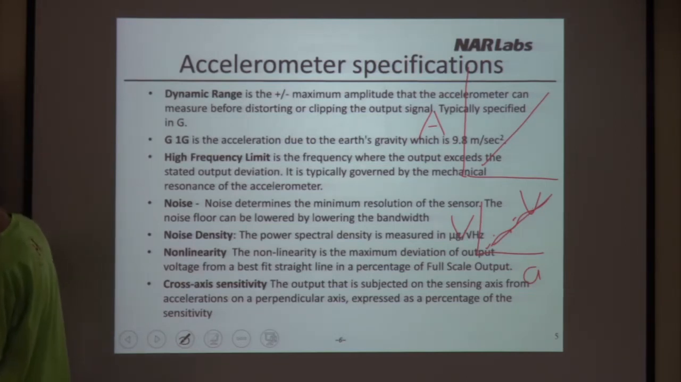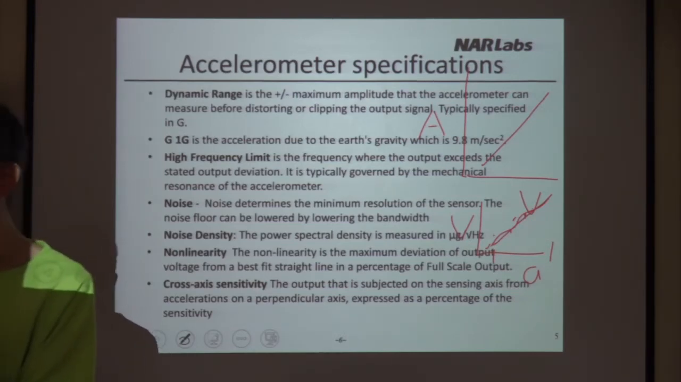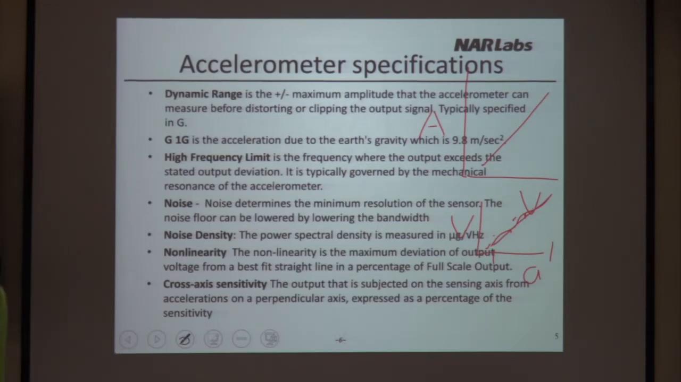So the nonlinearity is this deviation divided by the measurement range. Then your customer will know, okay, when I buy this accelerometer, what's the nonlinearity? What's the error I would get from the measurement?